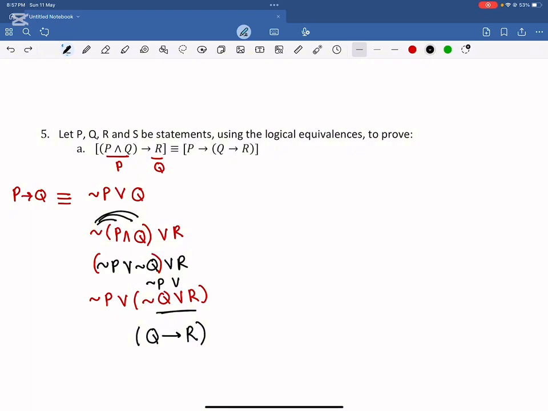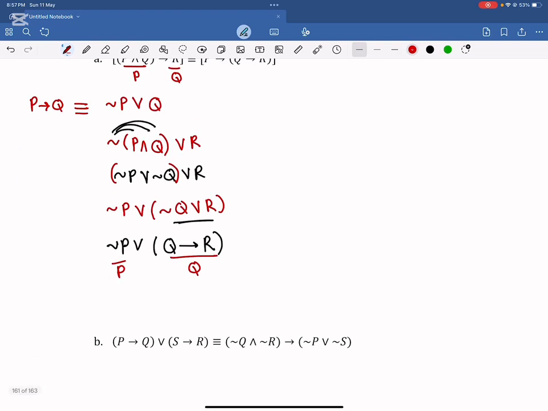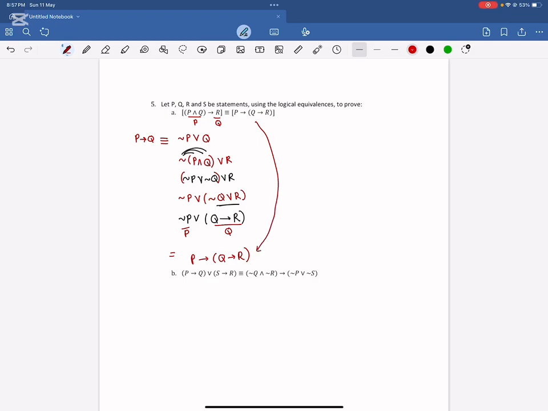Okay. Then not P or this. Let's assume this is Q, this is P. This can be P implies Q, which is true.